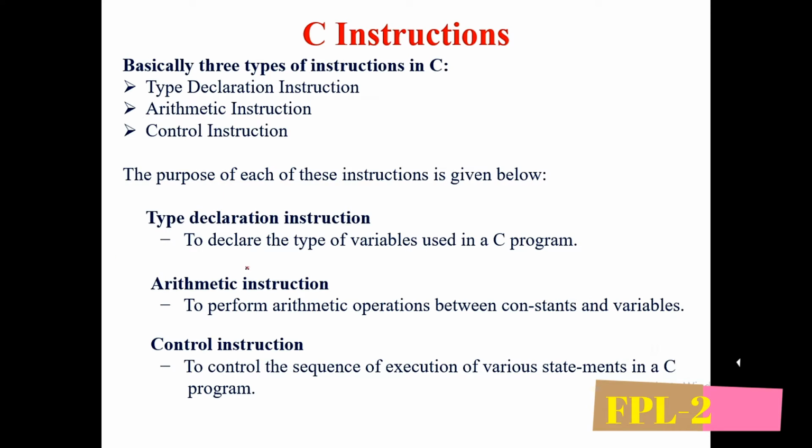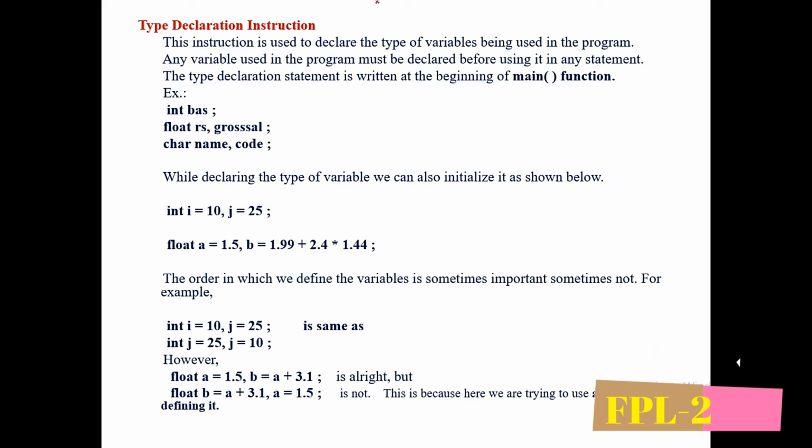Type declaration instruction, to declare the type of variables used in a C program. Next, arithmetic instruction, to perform arithmetic operations between constants and variables. Control instruction, to control the sequence of execution of various statements in a C program. We use these control instructions. So these are the type declaration instructions.